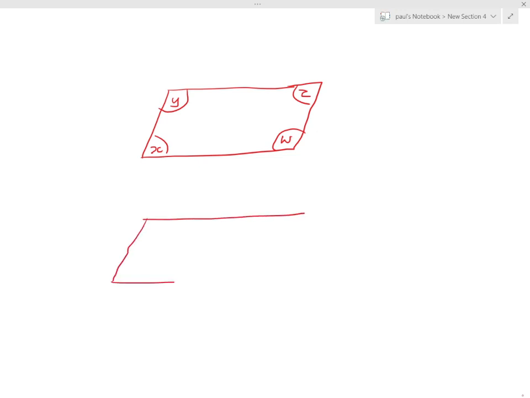Now, one other thing to mention when we're doing these is, if we have a shape like this, we're quite familiar with saying that's angle X, that's angle Y, Z, and W. So the angles are named within it, but there is another way to name the angles as well, and this is more common. We name the shape from the corners A, B, C, D.